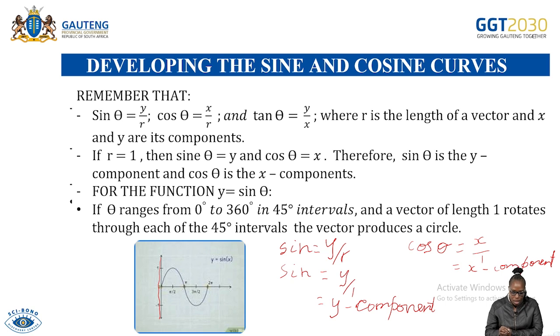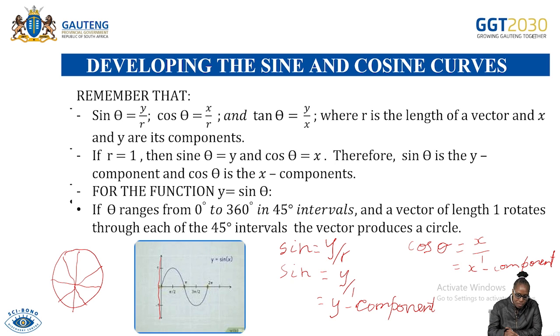All right? If theta ranges from 0 to 360 in 45 intervals and a vector of a length of 1 rotates through each of the 45 intervals, then it produces a circle. Here I have my Cartesian plane moving with 45, 45, 45 intervals all round. Can you see that I end up having a circle produced over there? That's what it means when I'm having that 45 interval throughout.